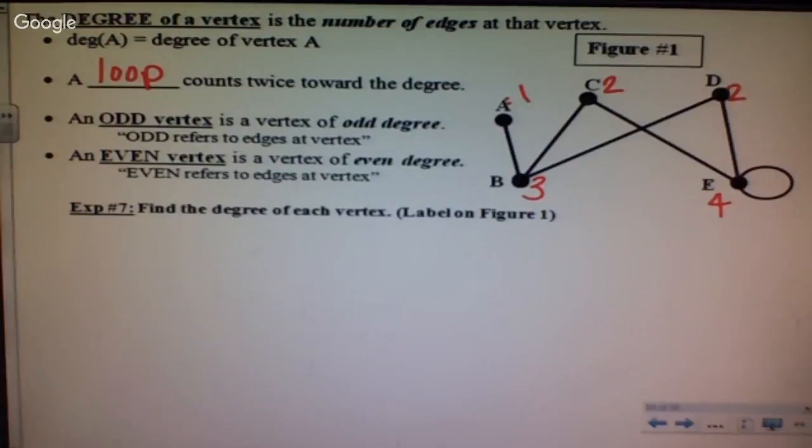Okay? The last little bit of the degrees. You can have an odd vertex. That's a vertex with an odd degree. So what are my odd vertices in this figure? 1 and 3, so A and B. A and B are odd vertices. They have a degree that is an odd number, 1 and 3. And then we have even vertex. It's a vertex with an even degree. So C, D, and E.